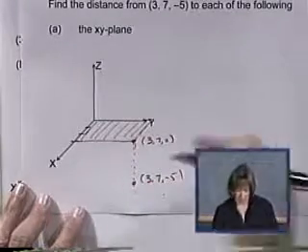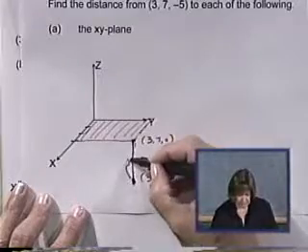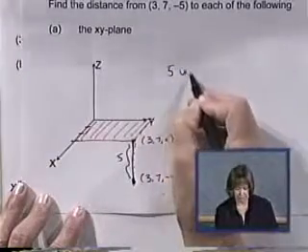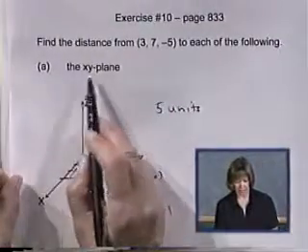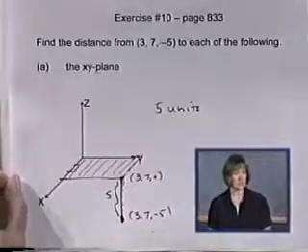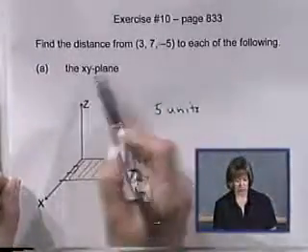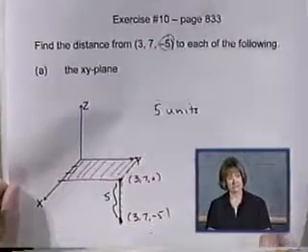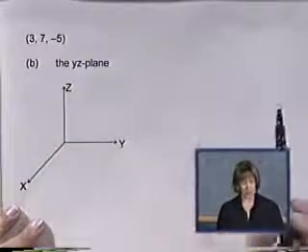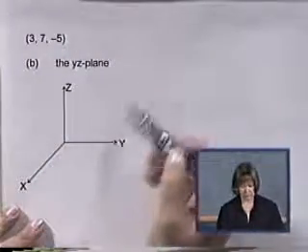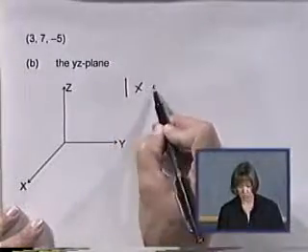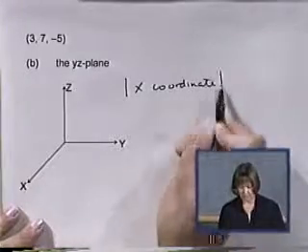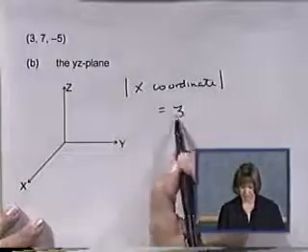So the distance this point is to that plane is 5. The quick and dirty way to do it, if they're talking about the xy plane, just take the absolute value of the z-coordinate. Do you see that? The absolute value of the z-coordinate is 5. So doing the quick and dirty, what if I wanted to find the distance from 3, 7, negative 5 to the yz plane? This is the yz plane. It would be what? The absolute value of the x-coordinate. And what's the absolute value of the x-coordinate? 3. Does that make sense?